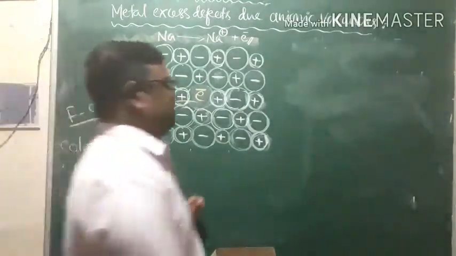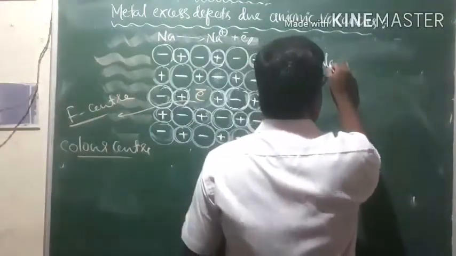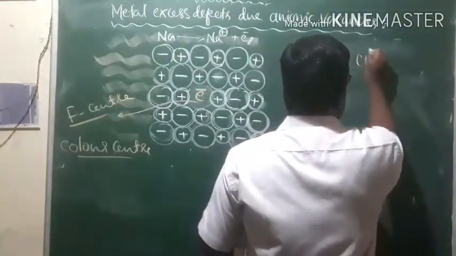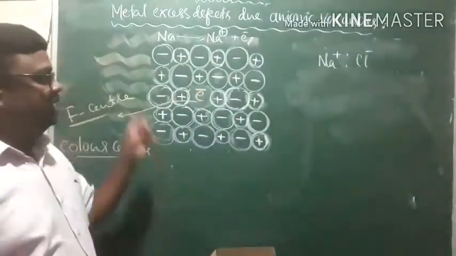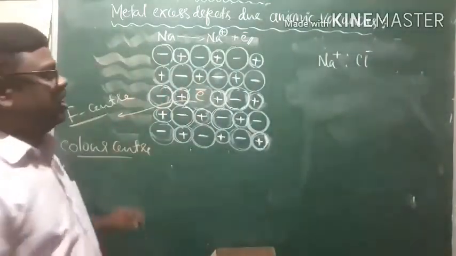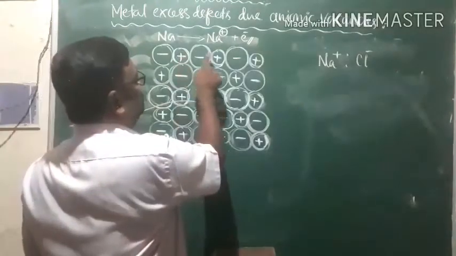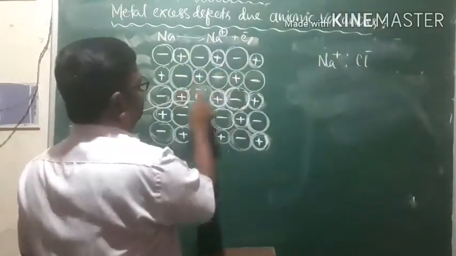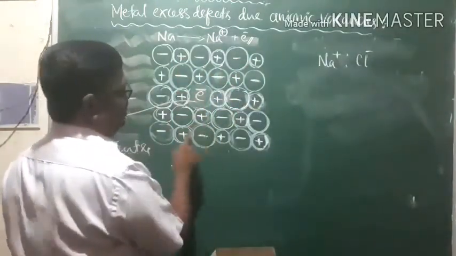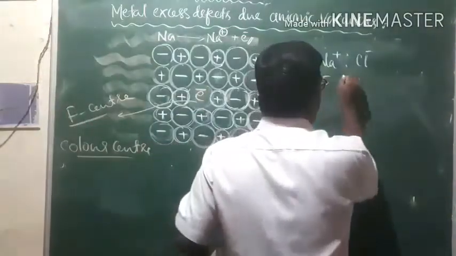Let me convince you of that aspect. Take these Na plus ions and Cl minus ions. Okay? Before the defect, how many Na plus ions were there? 3, 6, 9, 12, 15. There were 15 Na plus ions.